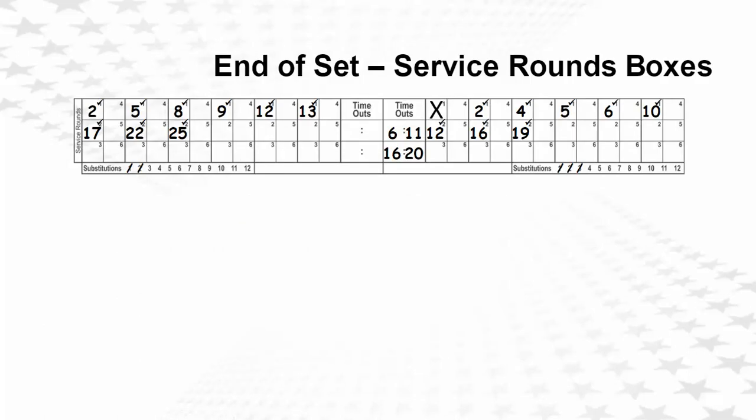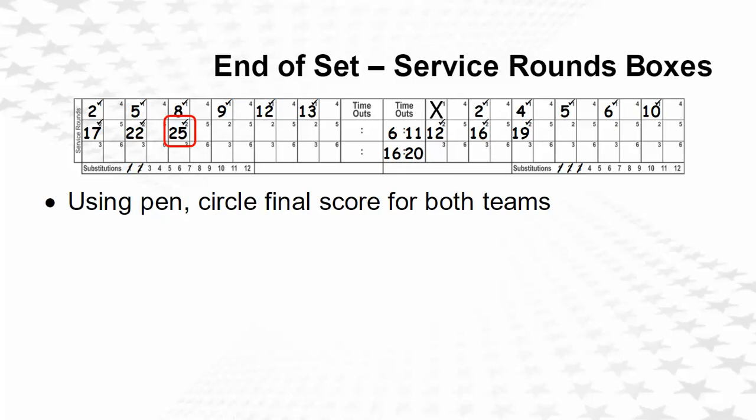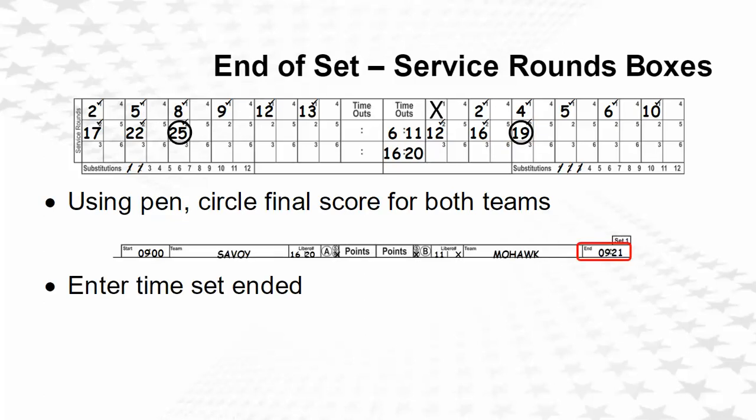First, in the current service round box, enter the score of 25, and then, using pen, circle the final score in the service rounds box of both teams. In this instance, circle the 25 on the left and the 19 on the right. Also, enter the time the set ended in the time and team information.